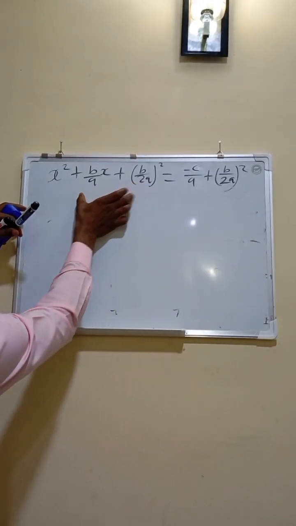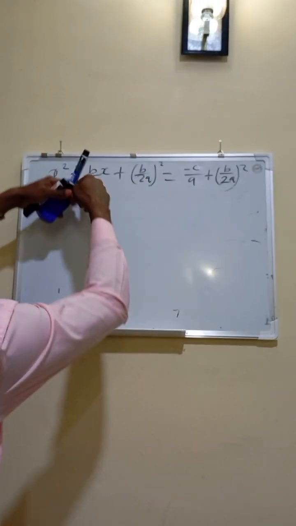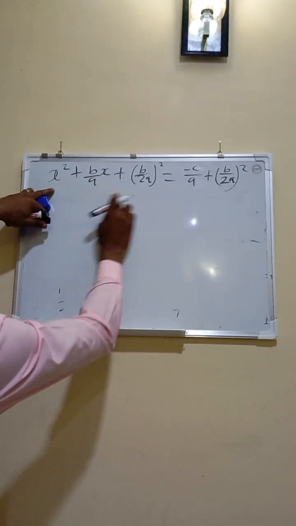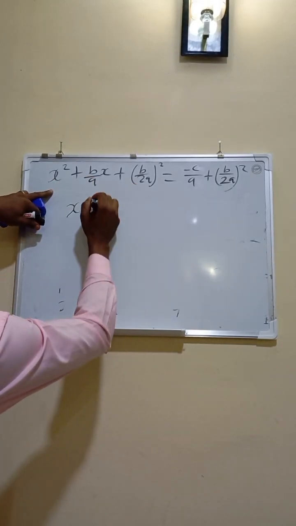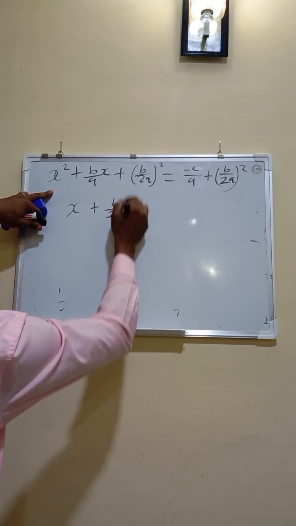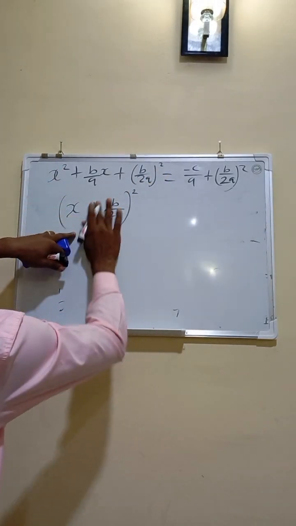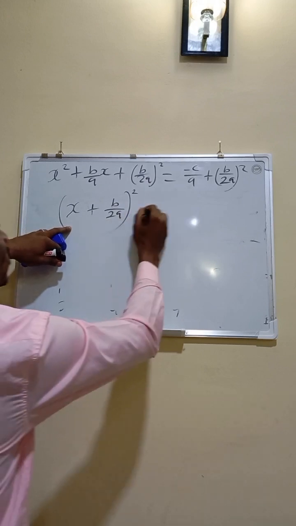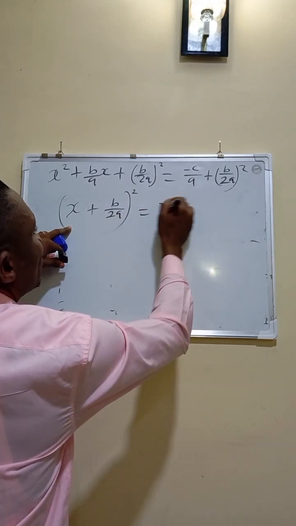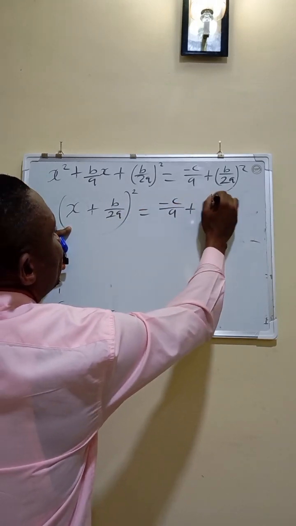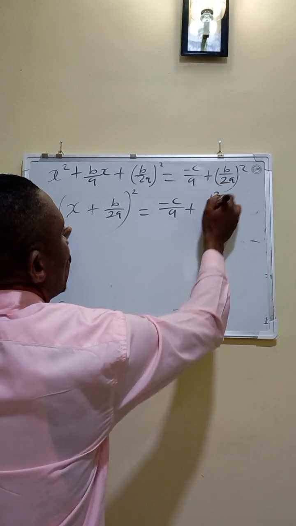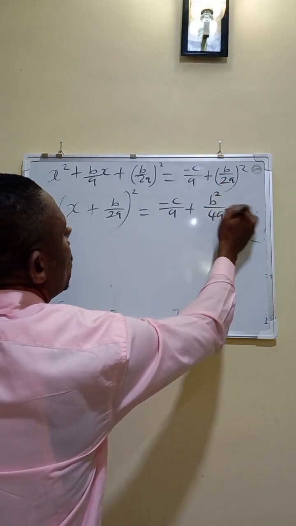If you expand these two, now you get this equation. So you combine this and this, and you now have (x plus b over 2a) all squared, because both of them are squares, so you combine them. Now open this bracket, you have minus c over a plus b squared over 4a squared.